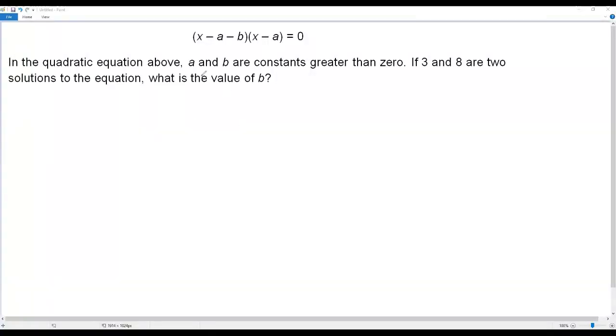Here we have a math question. There is an equation over here: (x − a − b)(x − a) = 0. In the quadratic equation above, a and b are constants greater than 0. If 3 and 8 are two solutions to the equation, what is the value of b?